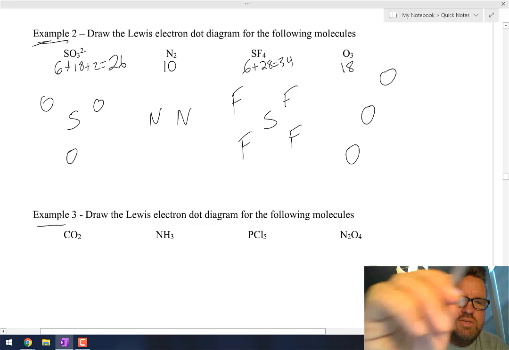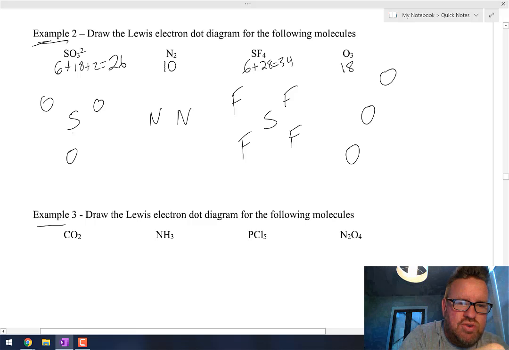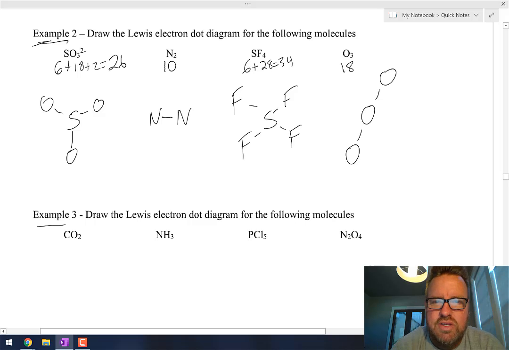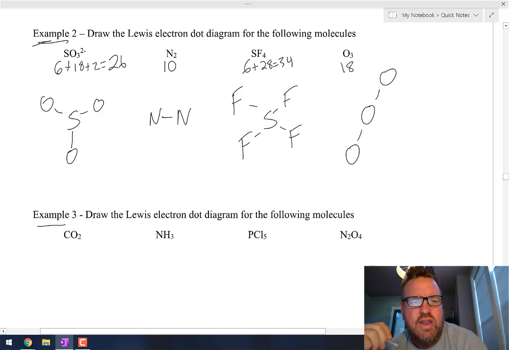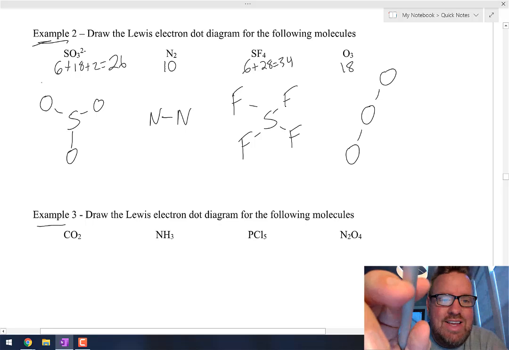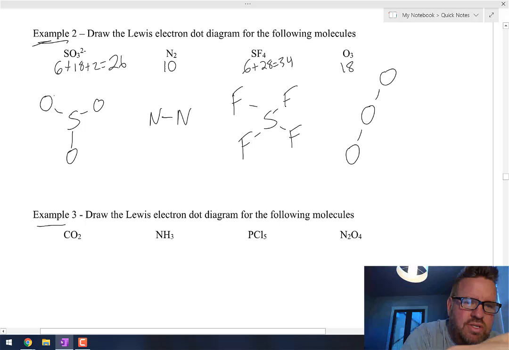Okay, the next step says to make a single bond between the central atom and each of the outer atoms. So I'm going to place a single bond, just one single bond in N2, and then again a single bond here, and single bonds there. Okay, then the next step says to put 6 dots around each of the outer atoms to complete the octet for them. So I'm going to put 6 dots around each of those.